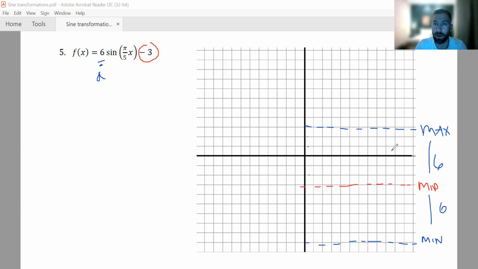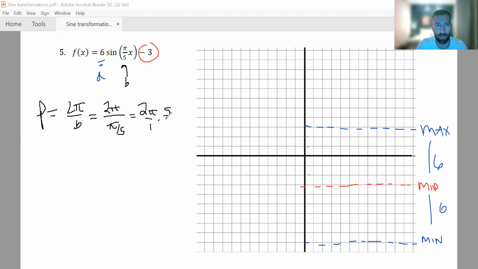Great. From here, now it just again turns into finding your period. So period equals 2 pi divided by b. That b is pi over 5. So we're going to turn this into 2 pi divided by pi over 5. And again, fractions mean keep change flip. So 2 pi over 1 times 5 over pi. Cancel your pi's. This time we get a nice even number of 10.